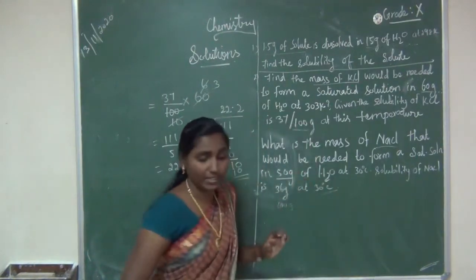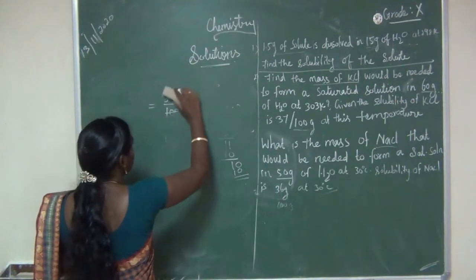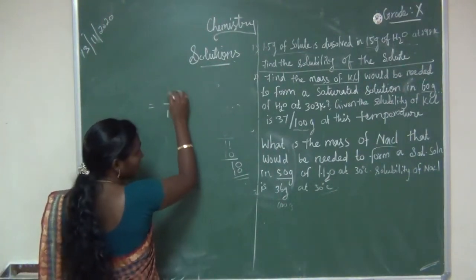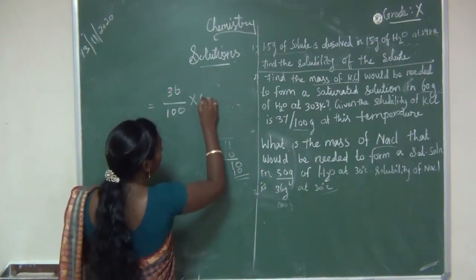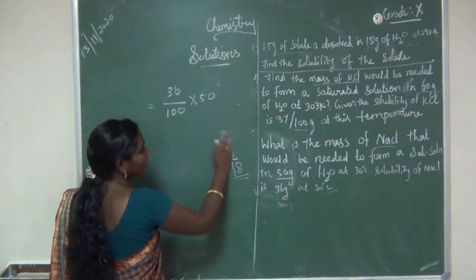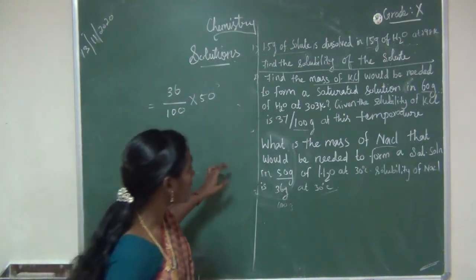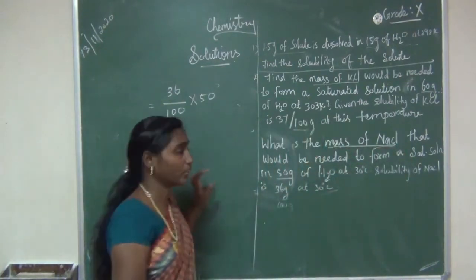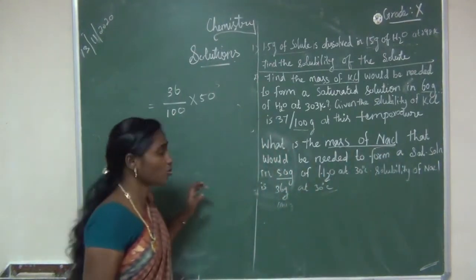50 gram of water can dissolve how much gram of sodium chloride? So 100 gram of water can dissolve 36 gram of sodium chloride. Therefore, 50 gram of water can dissolve how much gram of sodium chloride? This one only we are going to find out. Because what we need to find out here is the mass of sodium chloride needed to form a saturated solution.